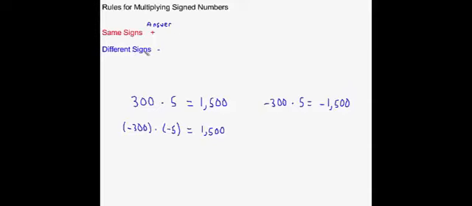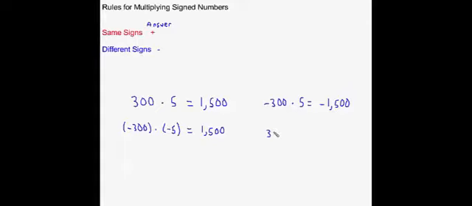Now, if the signs were different, the answer would be negative. So that was the case here. We had a negative number here, and we had a positive number here. One was negative, one was positive, so the signs were different, and the answer came out to be a negative result, negative 1,500.